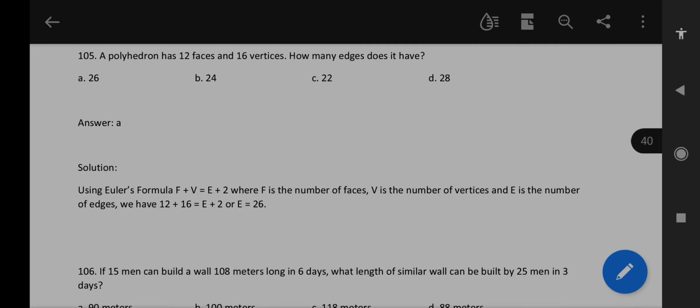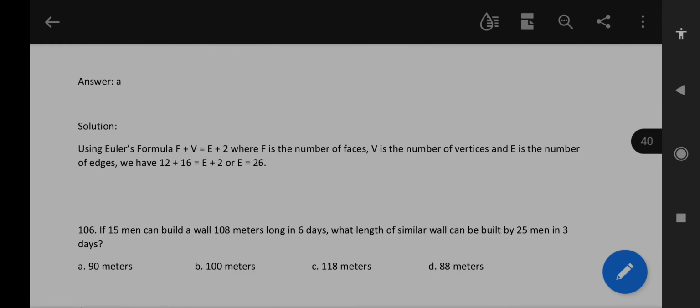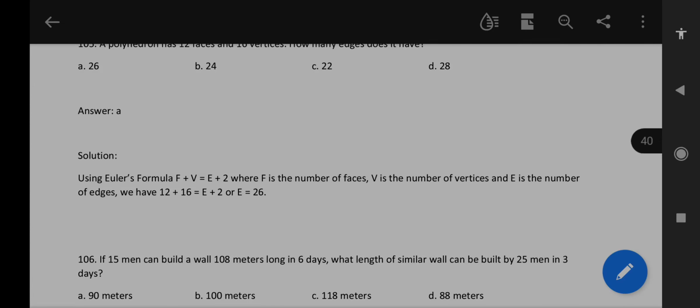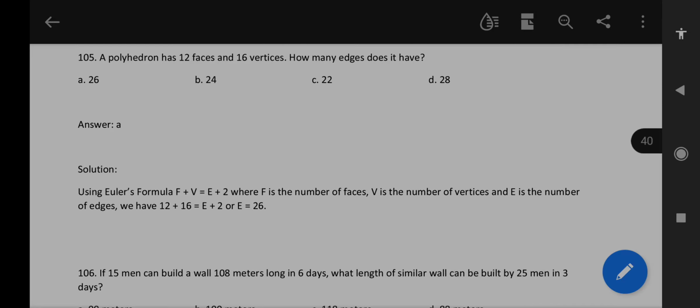Ito po ang solution. Using Euler's formula, F plus V is equals to E plus 2. Yung F natin is number of faces, V is the number of vertices, and E is the number of edges. We have 12 plus 16 is equals to E plus 2, or E ay magiging 26. So, for as long as nare-recall natin yung formula regarding this problem, napakadaling isolve niyan sa actual board exam. Or kung di mo man ma-recall, dapat na-Looksfam mo rin itong tanong na to at yung solution kung paano gawin. Okay? So, sagot dyan ay letter A, 26.